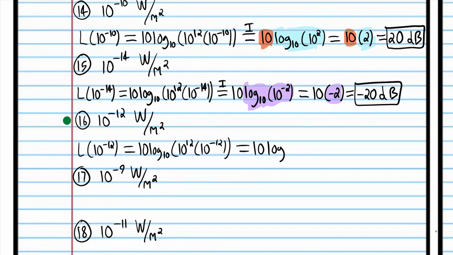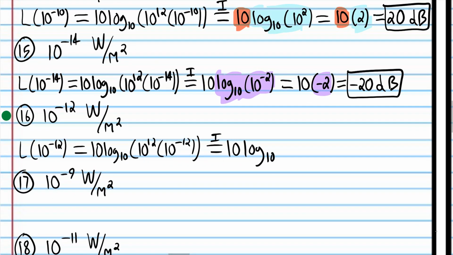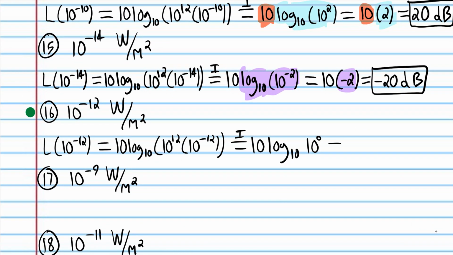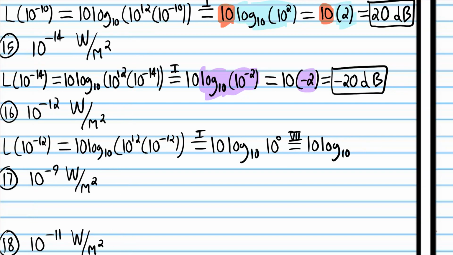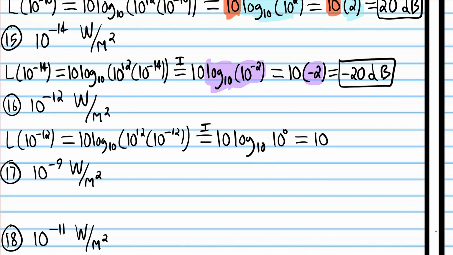And so now we're going to use exponent rule number 1. Add the exponents and we get 10 to the 0 power. And so now we could use exponent rule number 7, which tells us that anything raised to the 0 power is 1. But we know that the logarithm is just going to be 0 because these bases are the same. So I guess you don't really have to use exponent rule number 7. So 10 times 0 is 0. So we have 0 decibels.